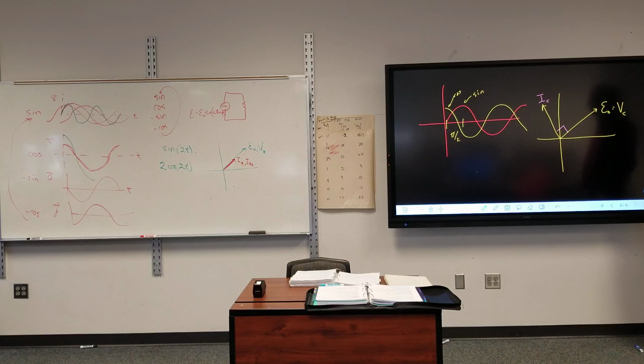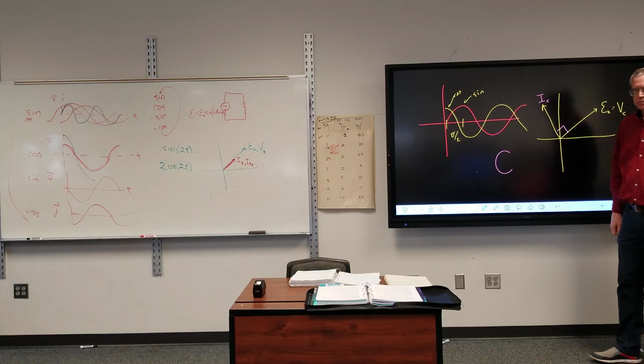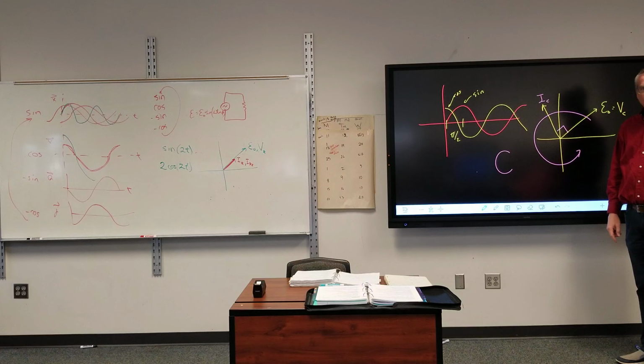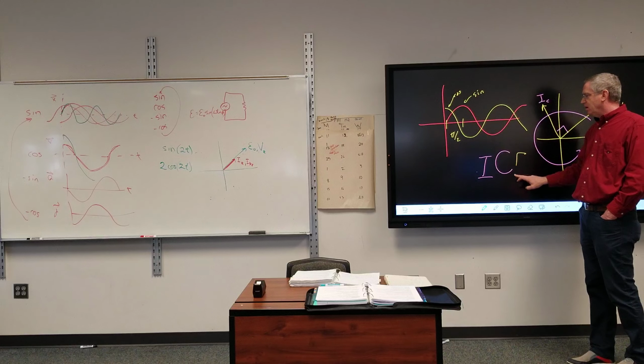Is it always going to be current first, or does it change? For a capacitor, current is always going to lead the voltage for that capacitor. So for a capacitor, again, these things are spinning around counterclockwise. For a capacitor, the current is ahead of the voltage.